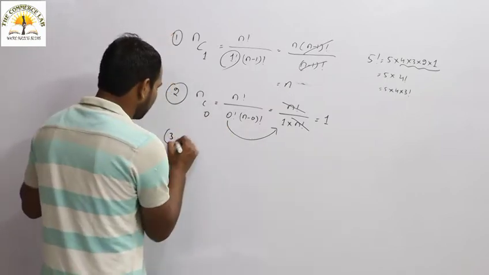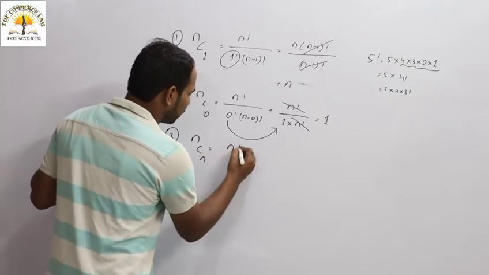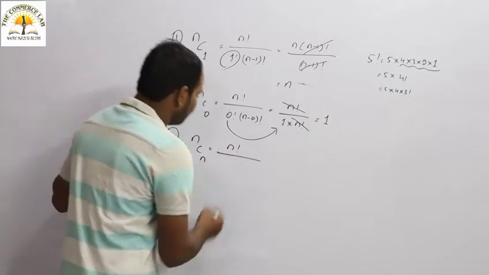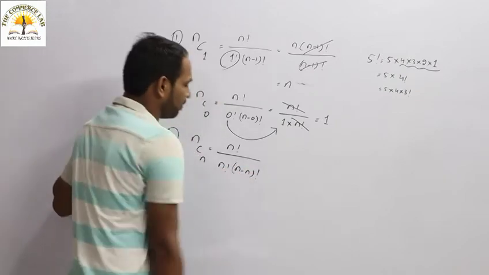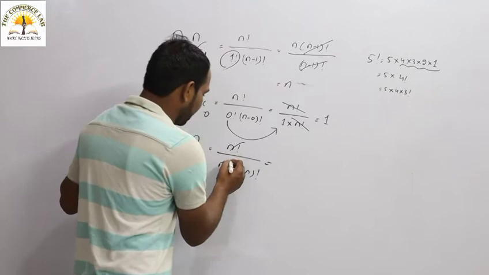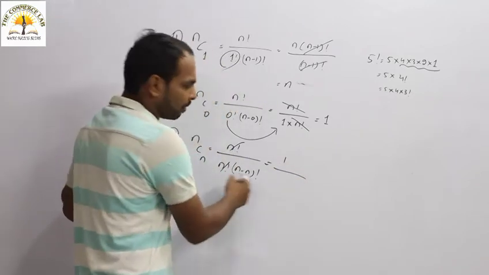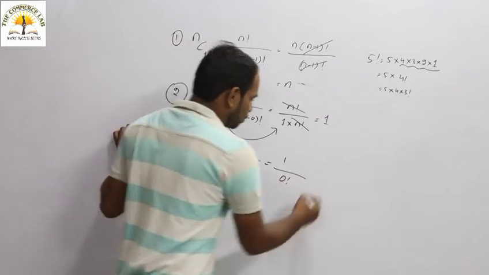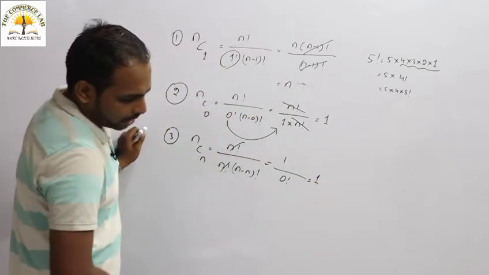Then come to the third part, nCn. nCn is n factorial divided by n factorial multiplied by n minus n factorial. So n factorial gets cancelled, leaving 1 divided by 0 factorial. 0 factorial is 1, so 1 by 1 is 1.